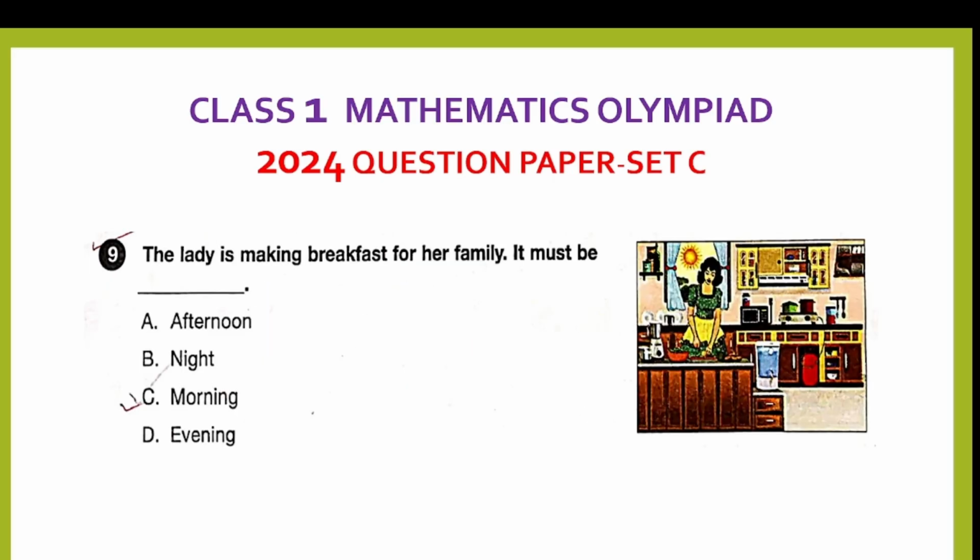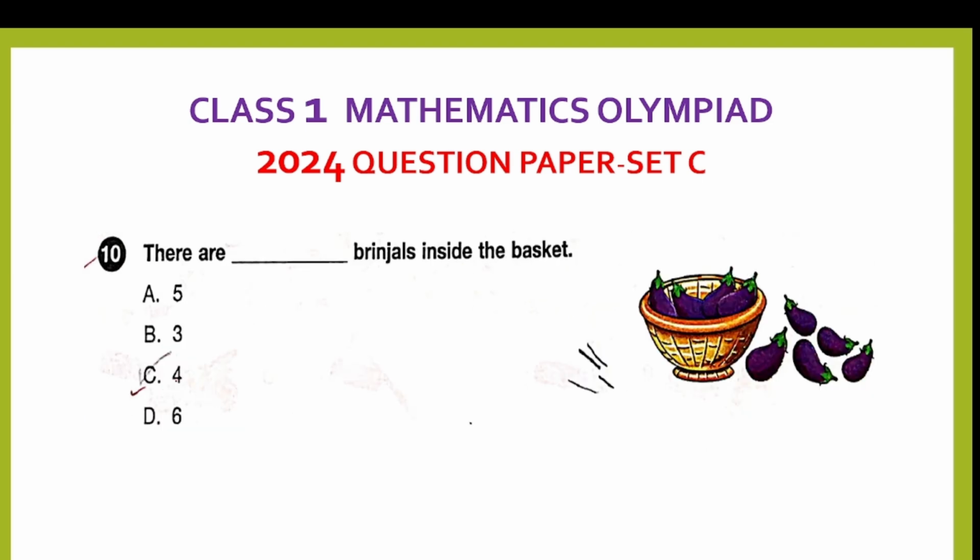Next one. The lady is making breakfast for her family. So it must be a... We eat breakfast in the morning. Therefore, this must be morning. And you can also see the sun rising. Therefore, it is definitely morning. Therefore, option C is the correct answer.